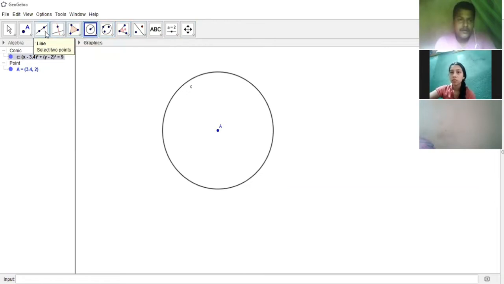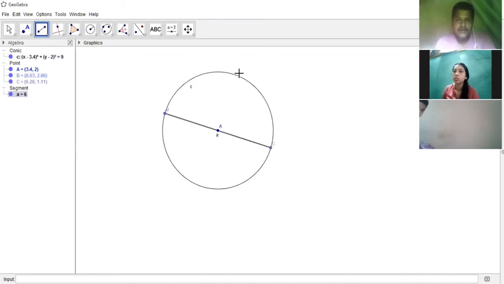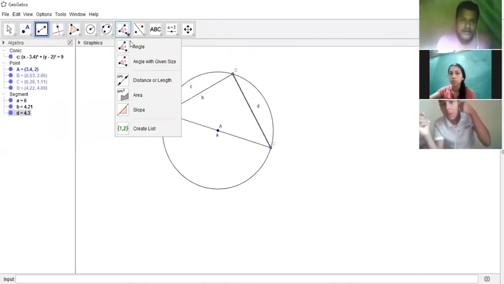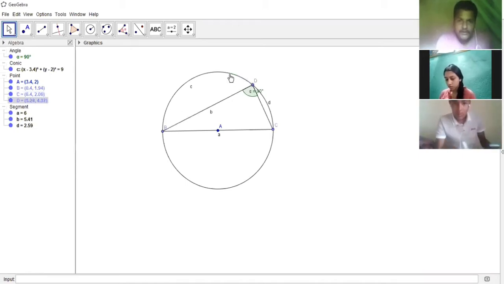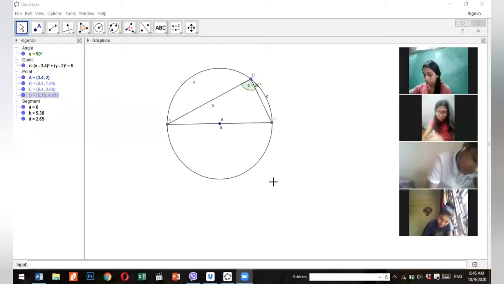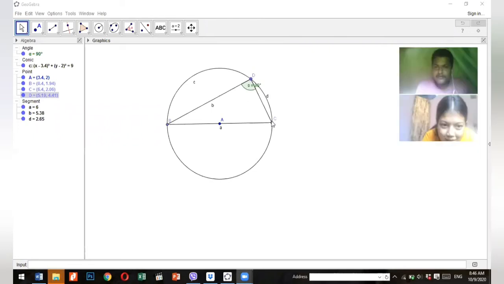This is my circle, and I want to make a diameter. This is the diameter on this circle. Circumference angle: if you move this point D, let's see this. Can you see 90 degrees or not? Yeah, I can. Okay, tell me what is the diameter name on this circle? BC. Yeah, BC is a diameter.